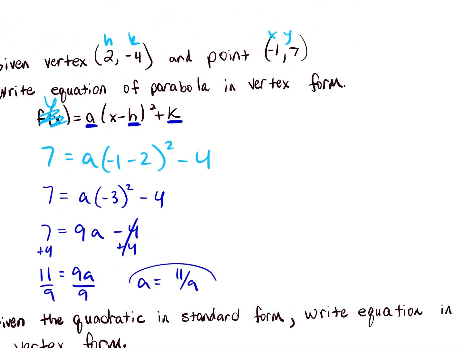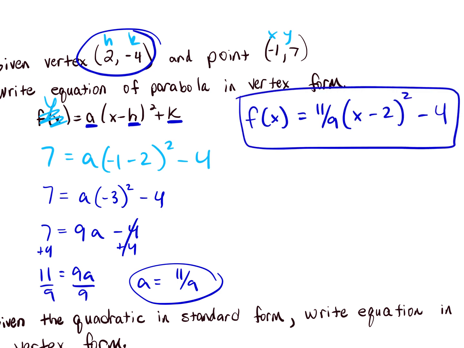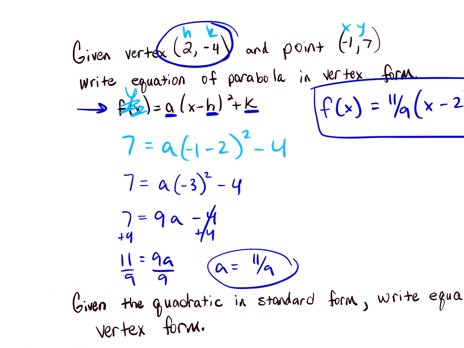Now we're going to plug in our a, our h, and our k. So I have y, or f of x, you can leave it either way, is equal to a, which is 11 over 9, times x minus 2 squared minus 4. So make sure you know the vertex form formula. I know negative b over 2a, in vertex form.